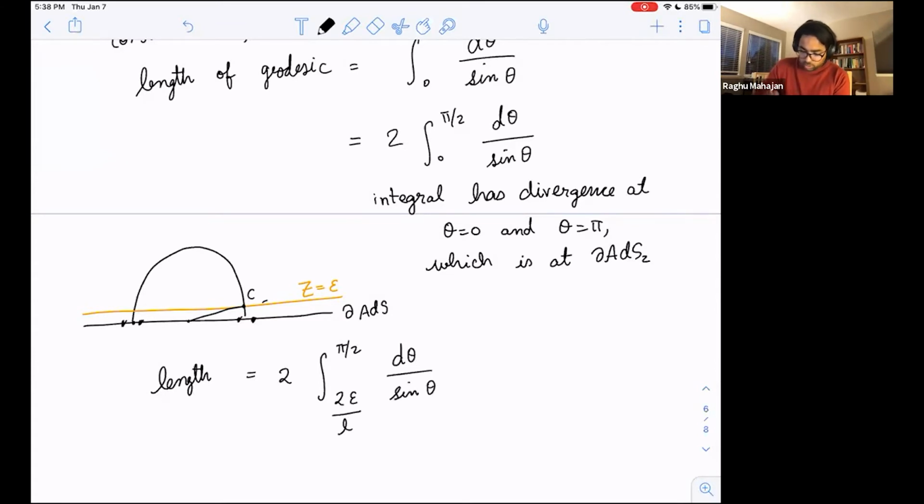Why is this 2 epsilon over L? Because remember, z was r sine theta and r was L over 2, right? We are on a geodesic of radius L over 2, and sine theta is approximately theta when theta is small.